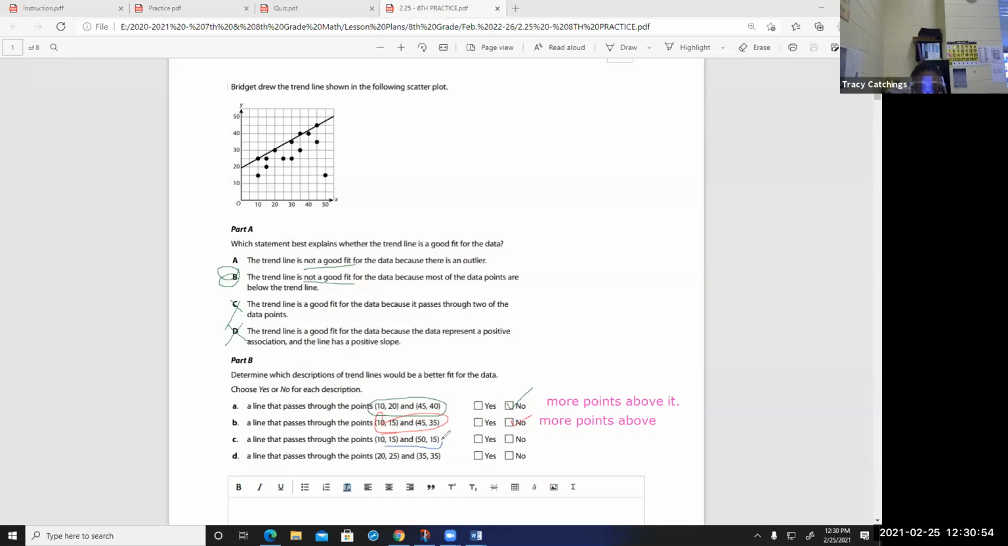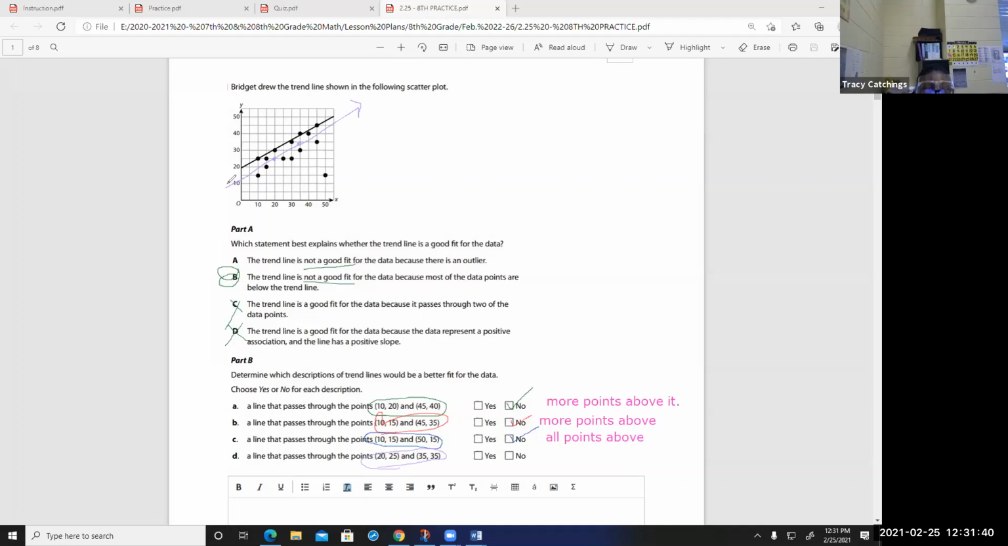All right, the next they asked us about 10, 15, and 50, 15. That's about right here, these 2 points. All right, all of them was above it. All right, let's look at this last one. 20, 25, and 35, 35. Let's see. 25 will be right there. 35 will be right there.